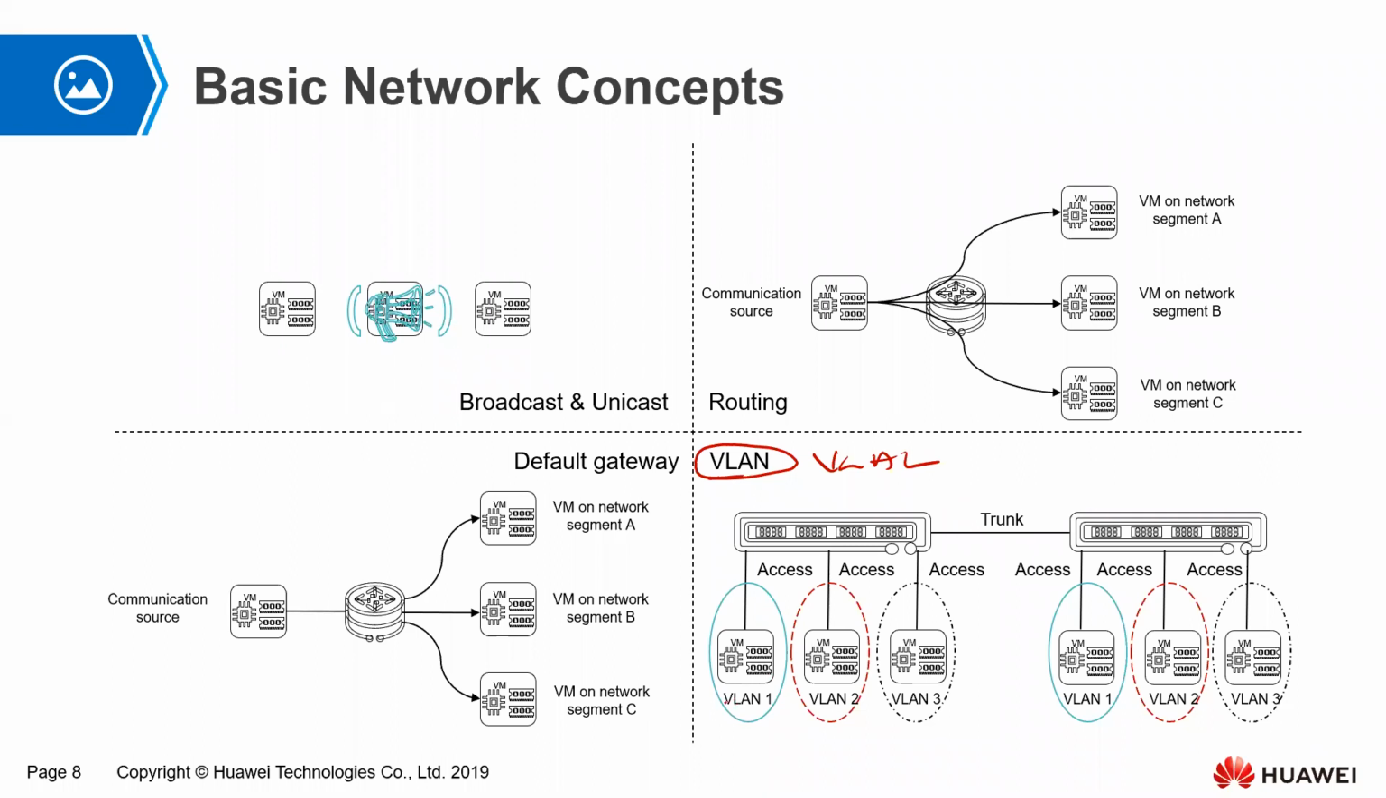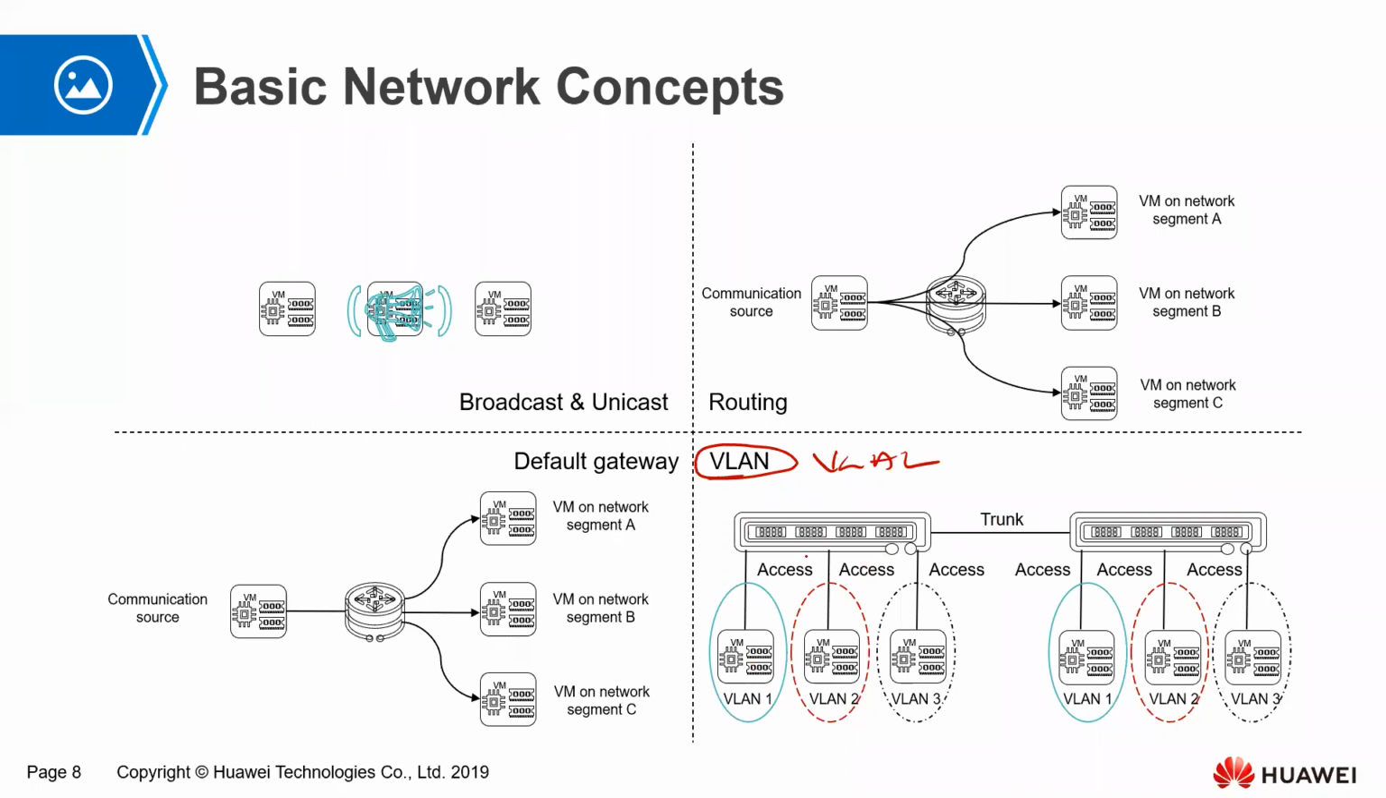Like if this guy is in VLAN 1, it can only communicate and send broadcast packets to this virtual machine 2 here, which is also in VLAN 1. Only VLAN 2 can communicate with VLAN 2. Should it want to communicate with VLAN 1, it has to go through some kind of layer 3 routing to access the packets within virtual area network 2.